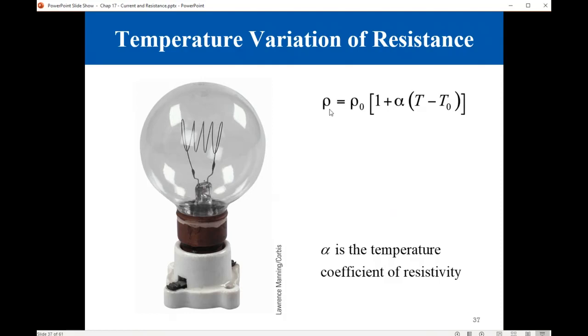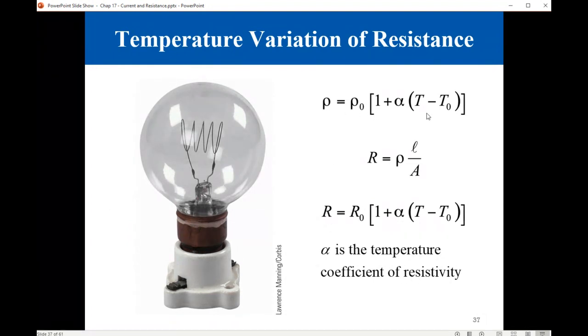The resistivity at any temperature T can be calculated from the resistivity at another temperature T0 from this equation. So rho equals rho 0 multiplied by 1 plus alpha times the change in temperature, T minus T0. Alpha is called the temperature coefficient of resistivity. It is usually tabulated in standard physics textbooks.